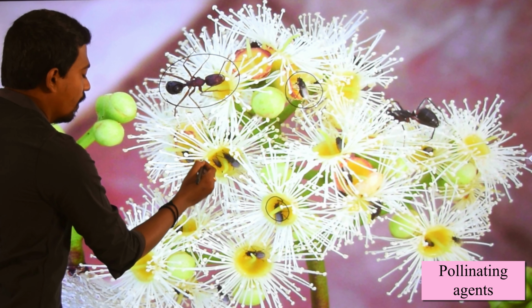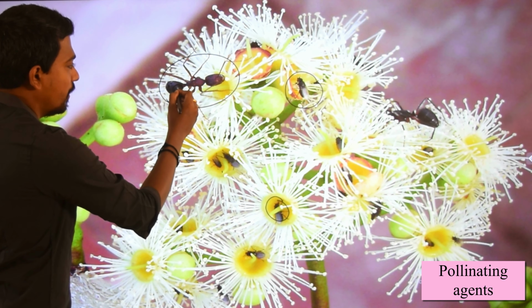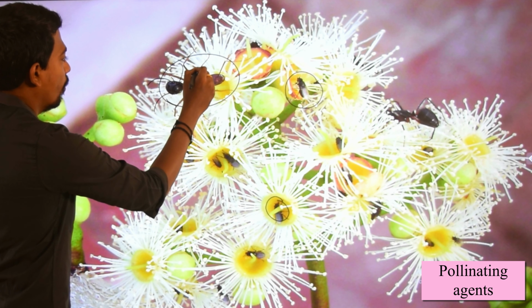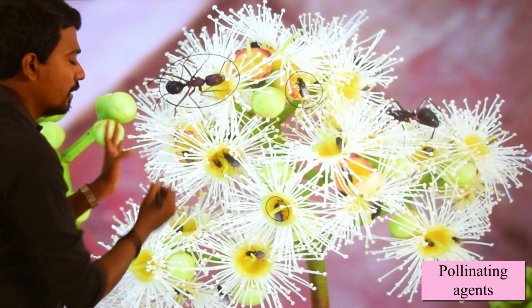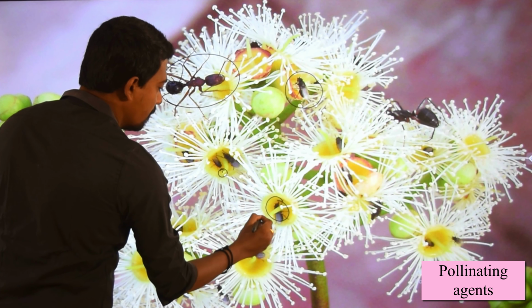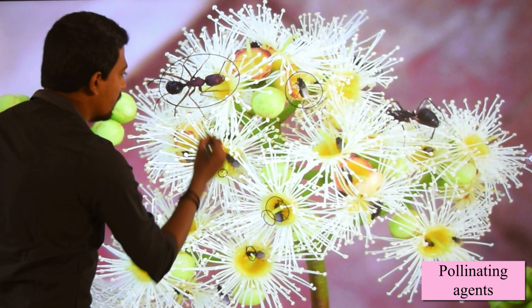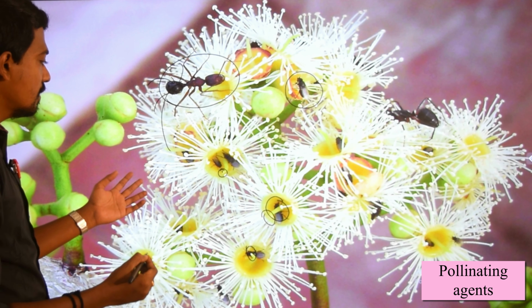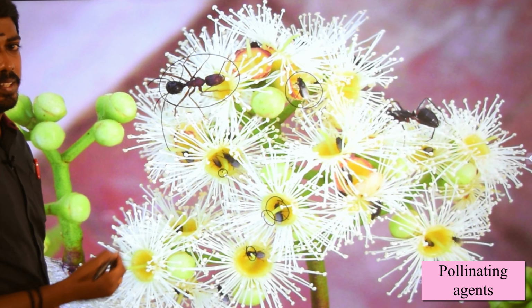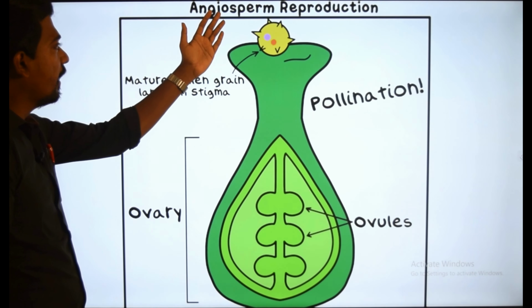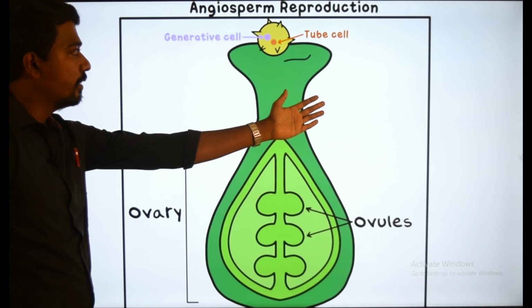At the time of searching for nectar, there is a possibility of some pollen grains getting dusted on the body of the insects. So once they crawl over the surface of the flower, when one reaches the stigma present here, there is a chance that the pollen grain may land on the stigmatic surface, thus enhancing the process of pollination. So now you see in this picture, the pollen is landing on the stigmatic surface and pollination has been completed.